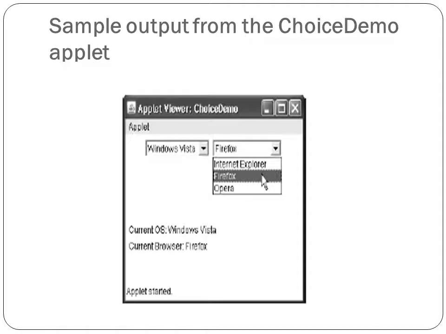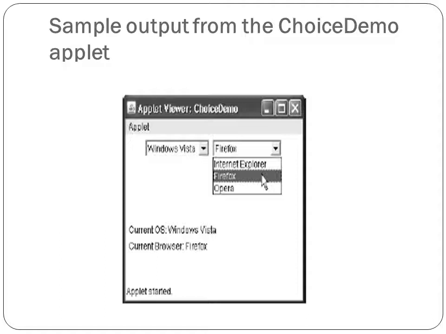And this is a sample output from the choice demo applet. As I told, there are two choices. One is Windows Vista and the other one is Firefox. So here there are two choices, one is OS and one is browser. And when you click that choice, all the list items will be displayed. So if you click the browser choice, it will display items like Internet Explorer, Firefox and Opera. Here the selection made is Firefox, and in the first choice the selection is Windows Vista.